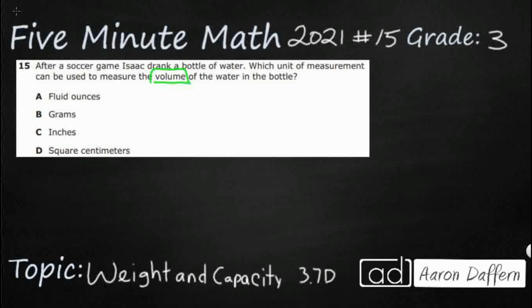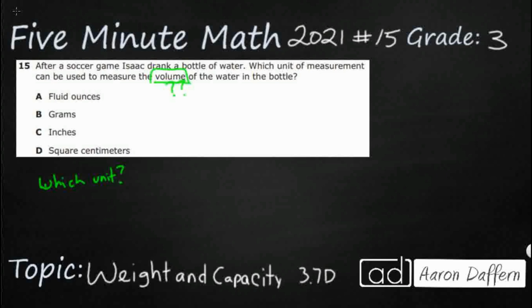If we don't know what volume is, let's say we are not sure what that term volume means, because that term is going to give us a really big clue as to what our answer is. Let's just pretend like we don't know it, and let's look at what our units of measurement are. Now, we don't need to know the exact unit of measurement. All we're trying to figure out is which unit we are going to use. That's our key for this particular standard. 3.7D is trying to figure out which unit of measurement is used for weight or capacity.